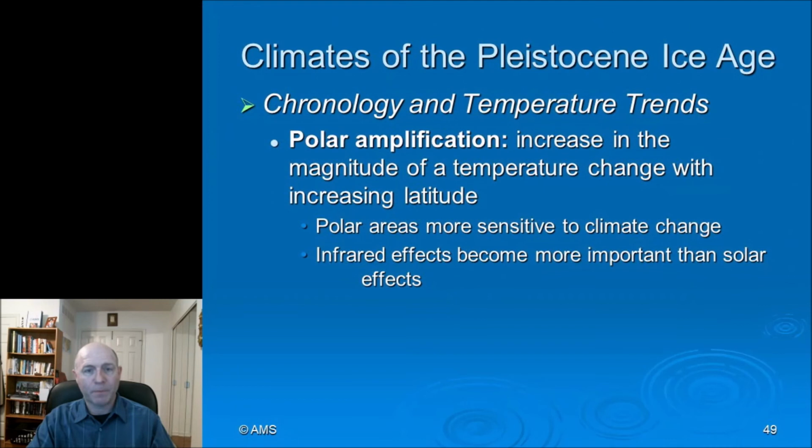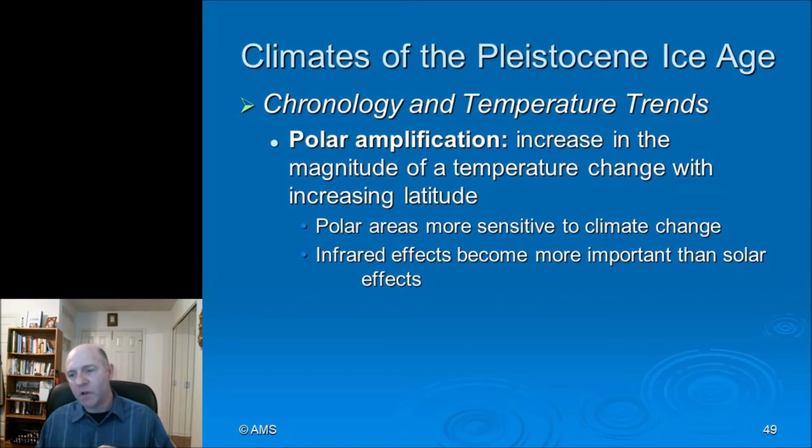The polar amplification you heard of is the increase in the magnitude of temperature change with increasing latitude. Basically, polar areas are more sensitive to climate change. The infrared effects are more important than the solar effects. What does that mean? All right, so we know that in the summertime, where we are now, it's hot, and in the wintertime, it's cold. But you can still get some warm spells in the winter. You don't really get many cold spells in the summer unless you lose a bunch of sun.